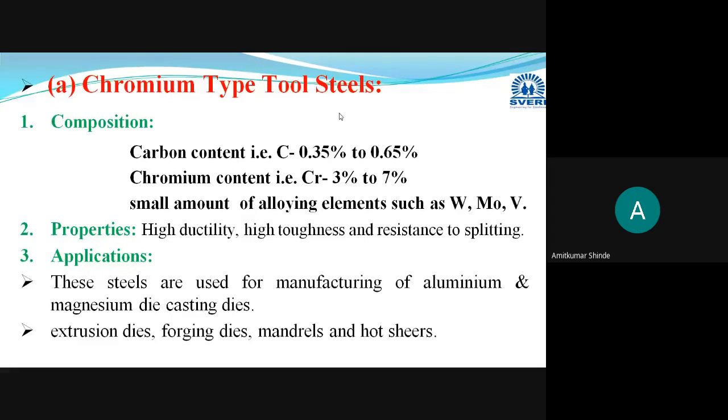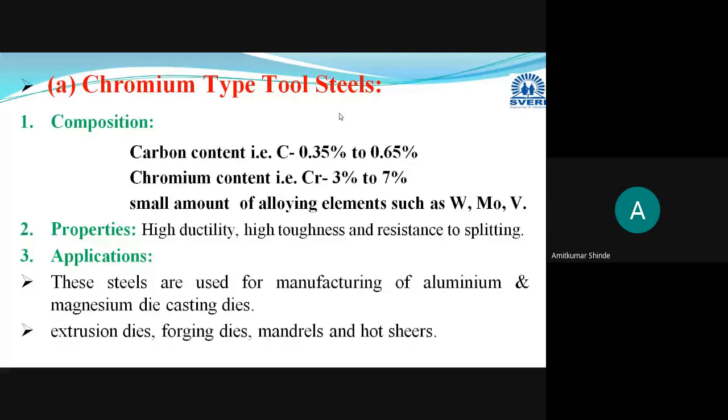Okay. Now here in the chromium type tool steel, if you are not able to remember its composition, just try to remember that carbon is 0.35 to 0.65%. But if you are not able to remember this, it is very easy to remember that for all hot work tool steels, these are medium carbon steels, means carbon percentage will be in the range 0.3 to 0.6 or 0.7 max. Okay, now for chromium type tool steel, carbon content is 0.35 to 0.65. Then chromium content is in the range 3 to 7%.